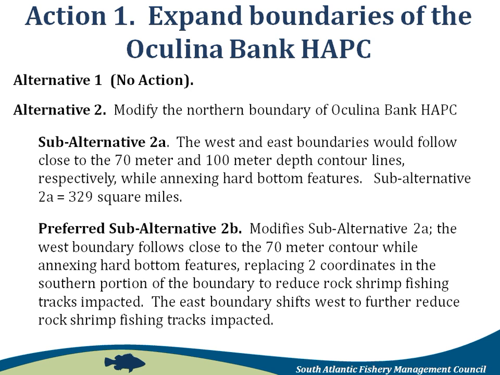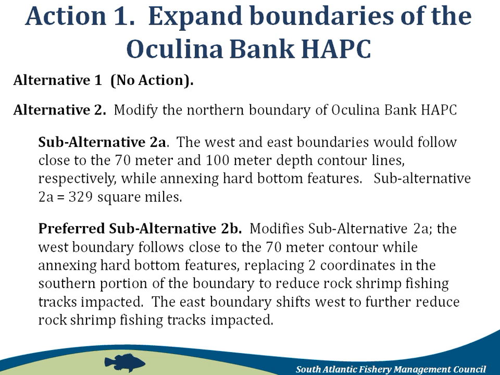Action 1 expands the boundaries of the Oculina Bank HAPC, and the slides following this one show the maps that interpret the language of the alternatives here, so we'll get to that next. We have Alternative 1, which is the no action alternative. Alternative 2 modifies the northern boundary of the current Oculina Bank HAPC, and the two sub-alternatives under Alternative 2 modify a northern boundary extension of the Oculina Bank. 2A modifies the northern boundary following closely the 70 and 100 meter depth contour lines respectively, while annexing hard bottom features. So under Alternative 2A, 329 square miles would be added to the existing Oculina Bank HAPC.